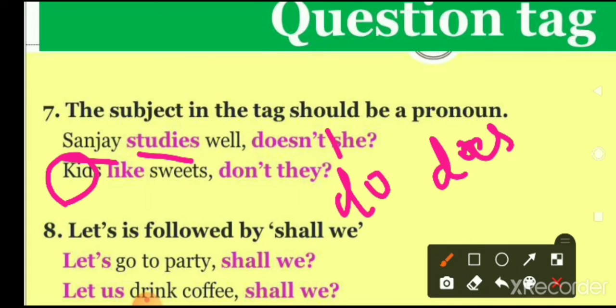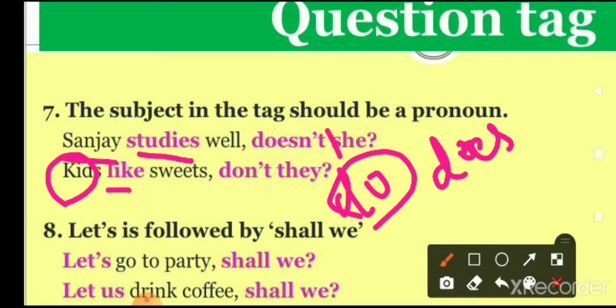Kids subject, which is in plural form, like main verb, sweets. Don't they? So how we are supposed to frame the tag means by using do form verb. Just because sentence is in positive, we are supposed to frame the negative tag by using do form verb. Here subject is plural, so we are supposed to use do verb. So I have framed as don't they.